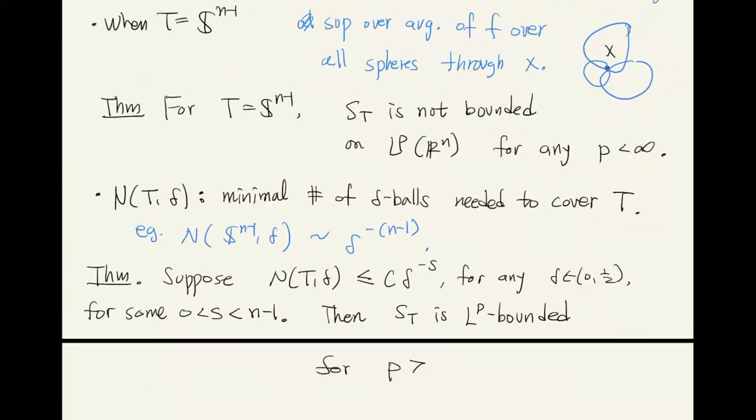For p bigger than 2 in dimension bigger than 2, and for p bigger than 3 in dimension 2. Okay, so we prove some boundedness whenever T has dimension less than n-1. Any questions so far?